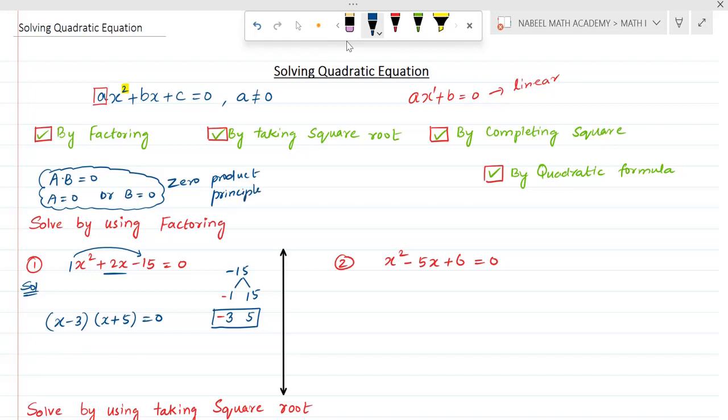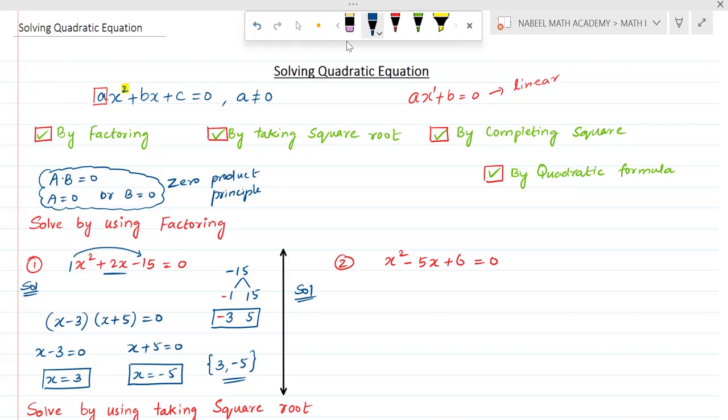Now if you separate this part, x minus 3 equals 0, x plus 5 equals 0. So here it gives the value x equals 3 and x equals minus 5. So always when you solve the quadratic equation, you will get two values, 3 comma minus 5. Both are the solution. Now let us try another problem with the same technique.